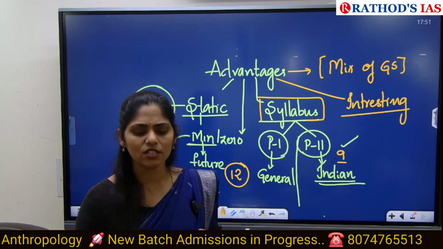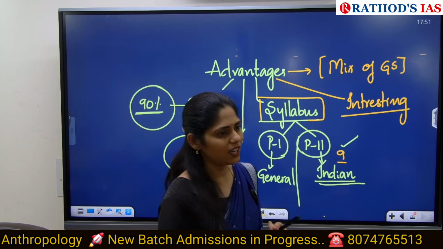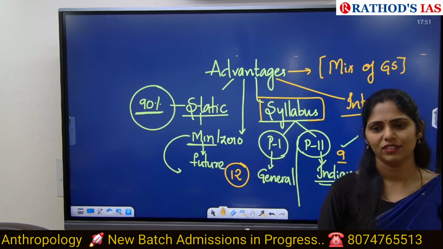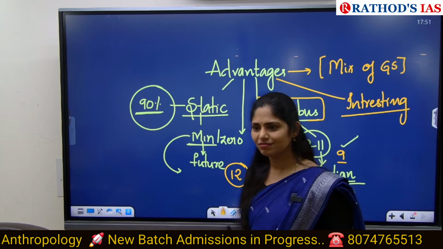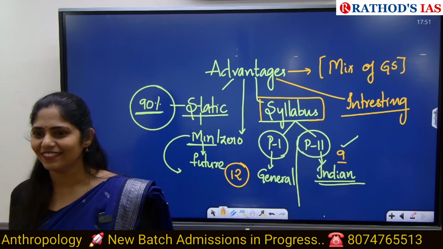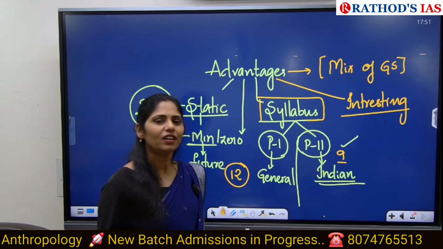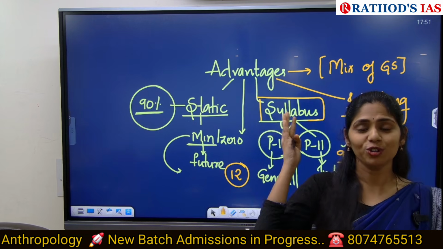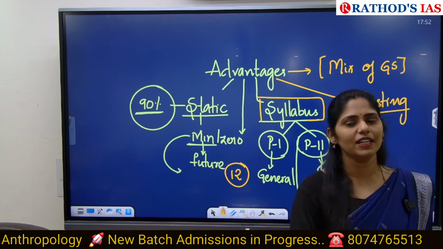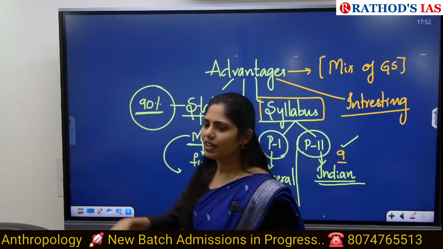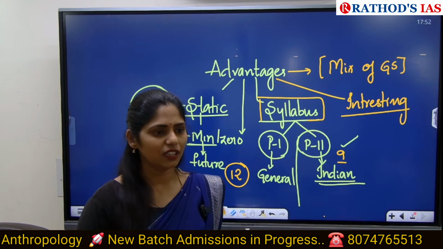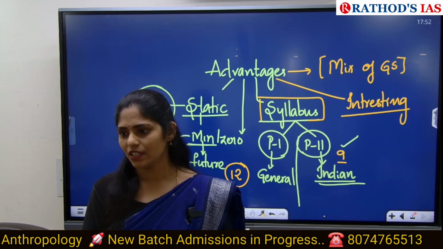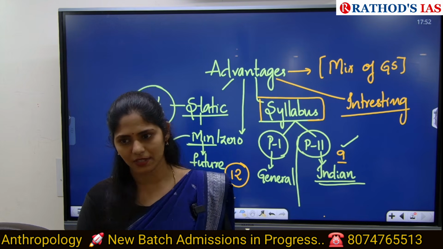And actually interest is very important to read an optional. Why? Because we have to carry it along. We don't know how many attempts it will take. If you are lucky, it may happen in 1 year. Or else sometimes it will take 2 years. Or if you are consistent and if you want to become only an IAS officer, it may take like 3 or 4. But in all these years, you have to carry it. If you have interest in the subject, then only you can carry with that. So this anthropology is a very interesting subject.